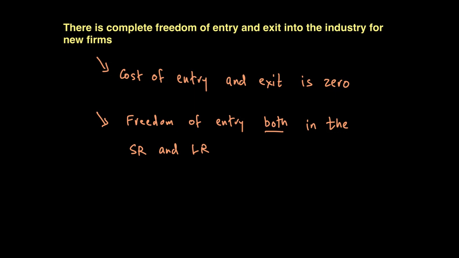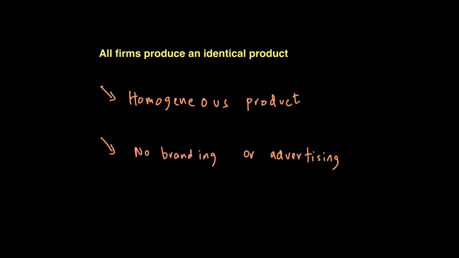The third key assumption that is seen in perfect competition is the fact that all firms are producing an identical or homogeneous product. There is therefore no branding or advertising that can make one product different from another, and because everyone is producing the same identical good, it is very difficult for firms to charge any price different than the one that is given through the market forces of demand and supply.